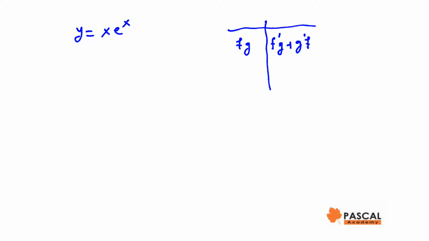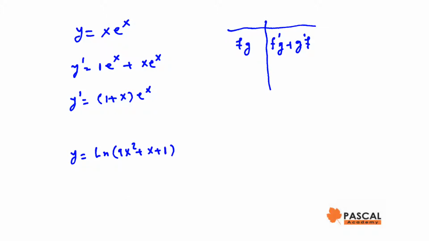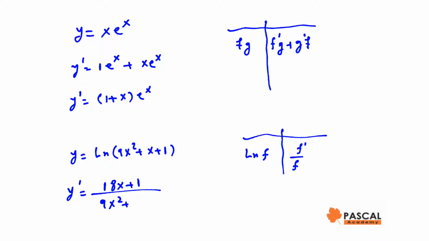Let's find the derivative of a couple of functions. y = x e^x. It's the product rule: the derivative of the product of two functions fg is f'g plus g'f. Therefore, the derivative of this function is 1 times e^x plus the derivative of e^x, itself, times x. This can be simplified as (1 + x) e^x. Let's find the derivative of ln(9x² + x + 1). We saw the derivative of ln f is f'/f, 1/f times f', chain rule. Therefore, the derivative of this function is (18x + 1)/(9x² + x + 1).